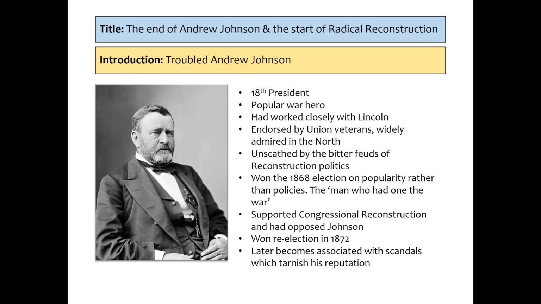So, who was Ulysses S. Grant? He was the 18th president, popular war hero. He'd worked closely with Lincoln. He was endorsed by Union veterans. He was widely admired in the North. So on the face of it, he's the perfect candidate. He wins the 1868 election on popularity. He's the man who won the war for the people, not on his policies. He's not somebody that comes in with a clear approach to bringing back the southern states. He supports congressional reconstruction and opposes Johnson, and he wins re-election in 1872. He later becomes associated with scandals that tarnish his reputation and stops him from seeking a third election in 1876, which he was planning on doing.